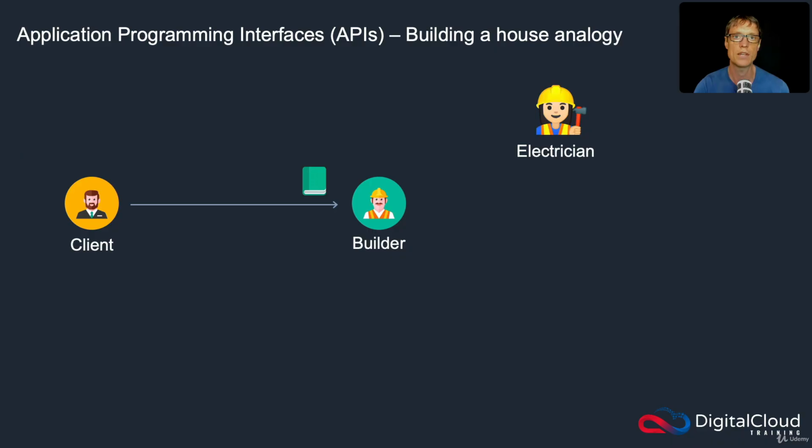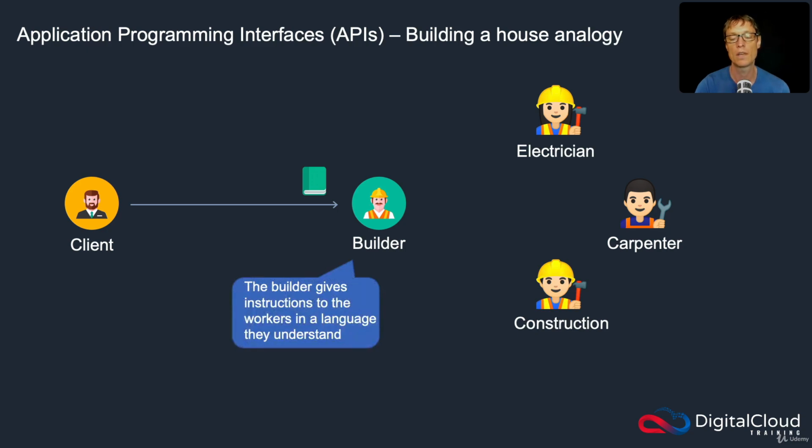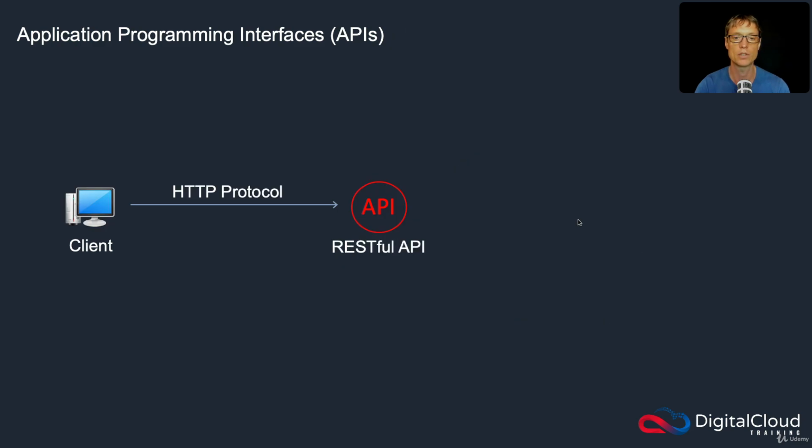The builder will then use a series of contractors. So there's an electrician, there's a carpenter, there's a construction worker, and many, many others. And the builder will give the instructions to the workers in the language that they understand. Now this is really important. It means that the builder is communicating with those workers using their terminology, using things they understand. The builder knows from his experience how to talk to an electrician and give them the specifications and instructions they need. But the client doesn't know that stuff. He's never built a house before. He doesn't need to. He just needs to fill out the list that the builder gave him, and the builder then takes care of that communication.